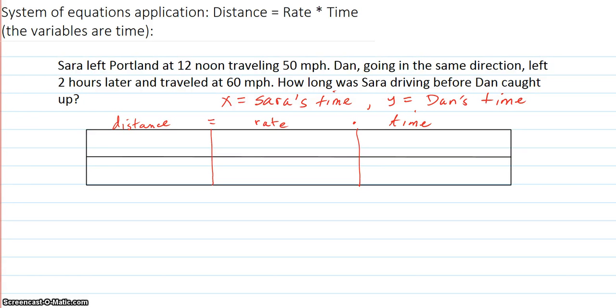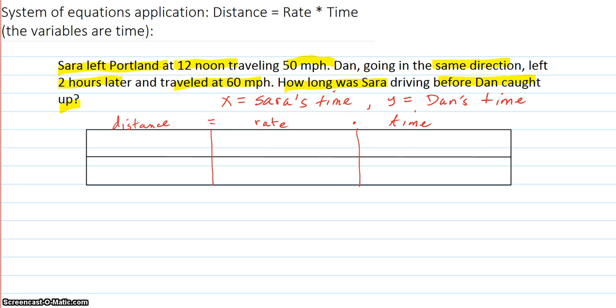System of equations application. Distance equals rate times time. The variable involves time this time. So Sarah left Portland at 12 noon, traveling 50 miles an hour. Dan, going in the same direction, left 2 hours later and traveled 60 miles per hour. How long was Sarah driving before Dan caught up?